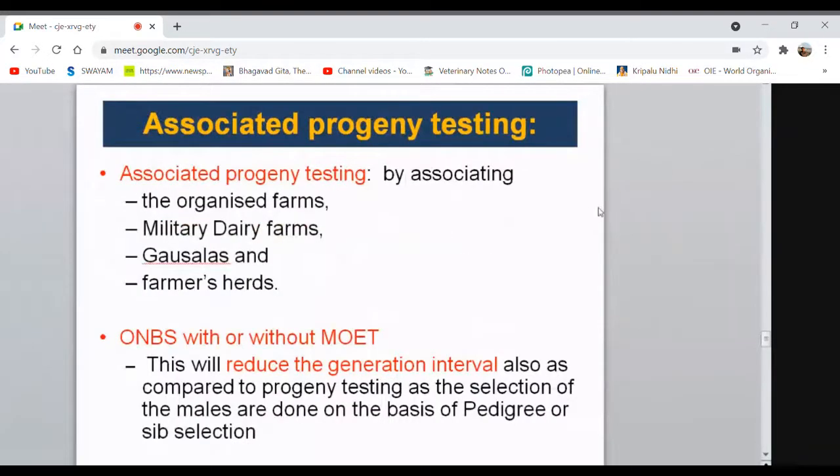Then the associated progeny testing program, as we know, is used to increase the size of the population by incorporating organized farms, our college farms, government farms, military dairy farms, gaushalas, and farmers' animals. Then ONBS with or without MOET can also be used for identifying the superior male.